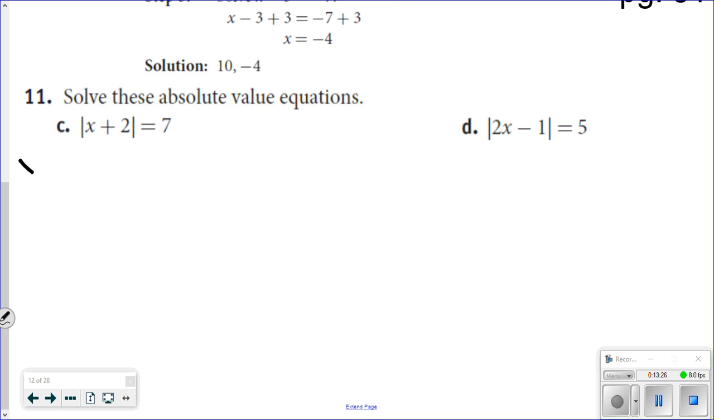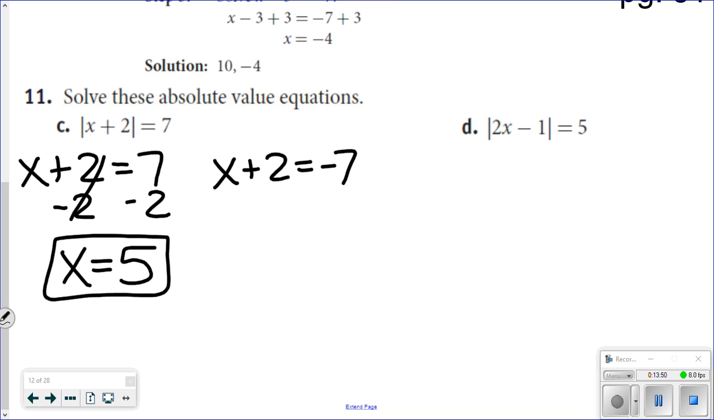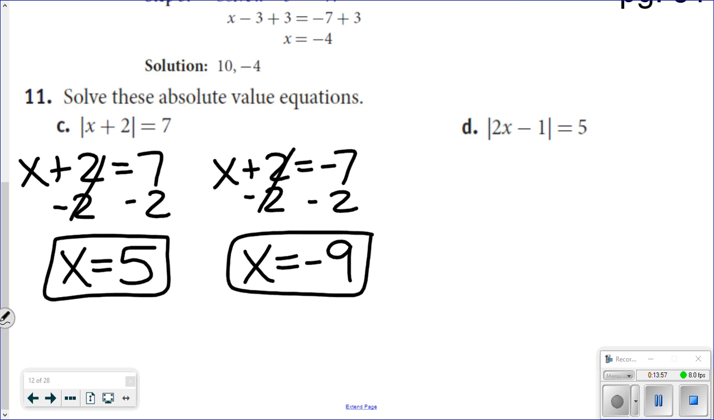So let's set up our two equations. X plus 2 equals 7. X plus 2 equals negative 7. And I want you to pause the video and go ahead and solve those. Subtract 2 from both sides. X equals 5 is our first answer. Subtract 2. X equals negative 9.